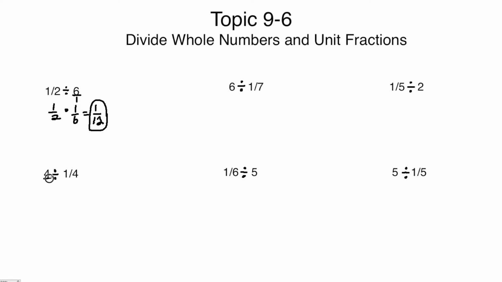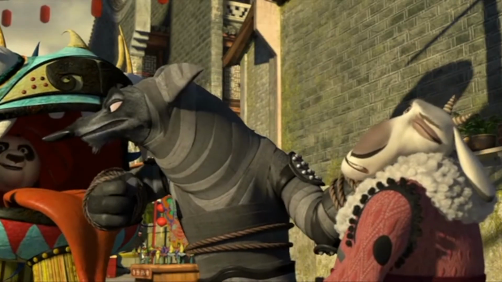So, golden rule, leave the first fraction alone, change division to multiplication, and flip the second fraction. You can't cross factors, so multiply straight across. 4 times 4 is 16. 1 times 1 is 1. 16 divided by 1 is 16. You have a whole number. Did you get that? Awesome!